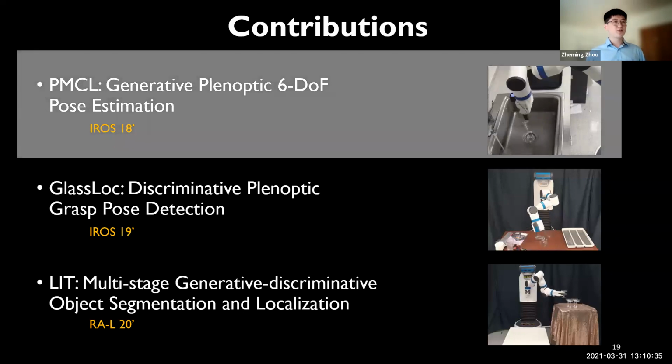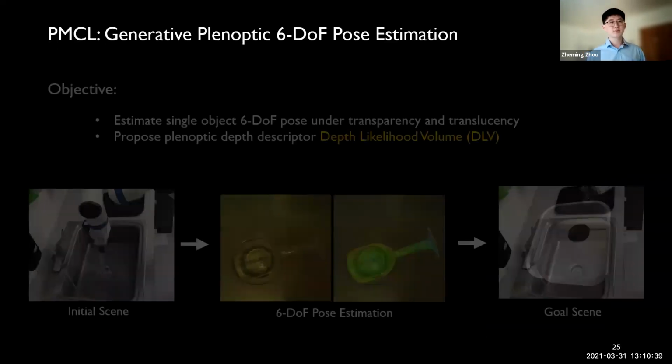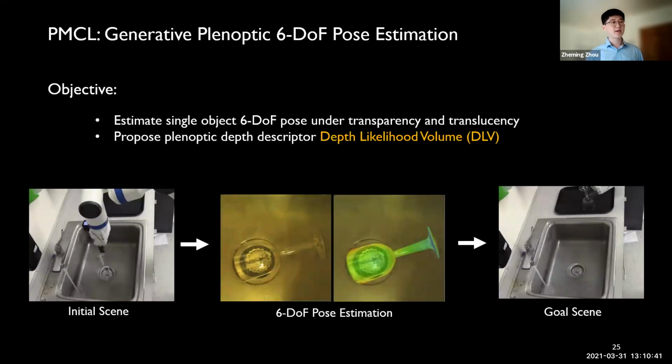So let me introduce PMCL first. The objective of PMCL is to estimate a single object's 6-degree-of-freedom pose under transparency and translucency. In PMCL, we propose a novel Plenoptic depth descriptor called DLV, or depth likelihood volume. With PMCL, our robot can, for example, pick up a cup from the sink with running water and place it on the tray.